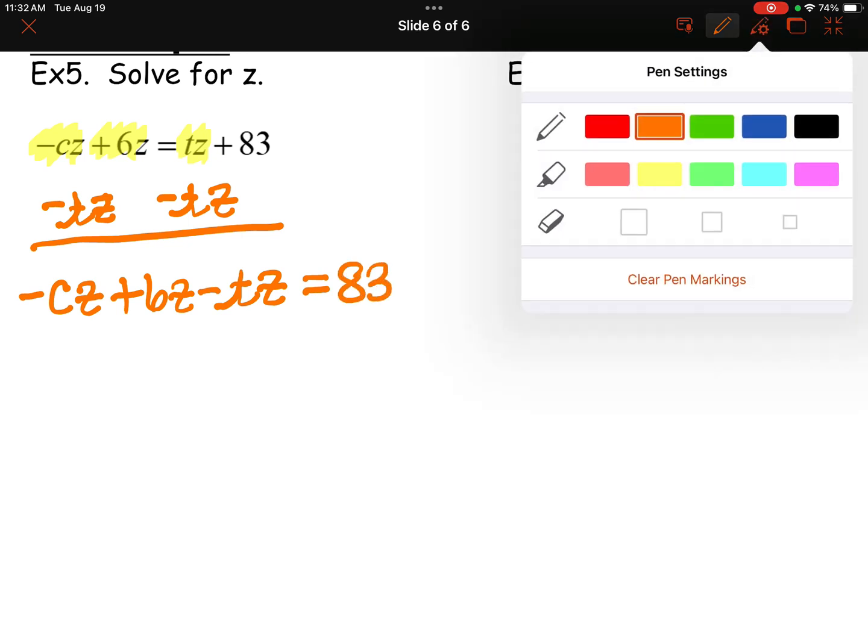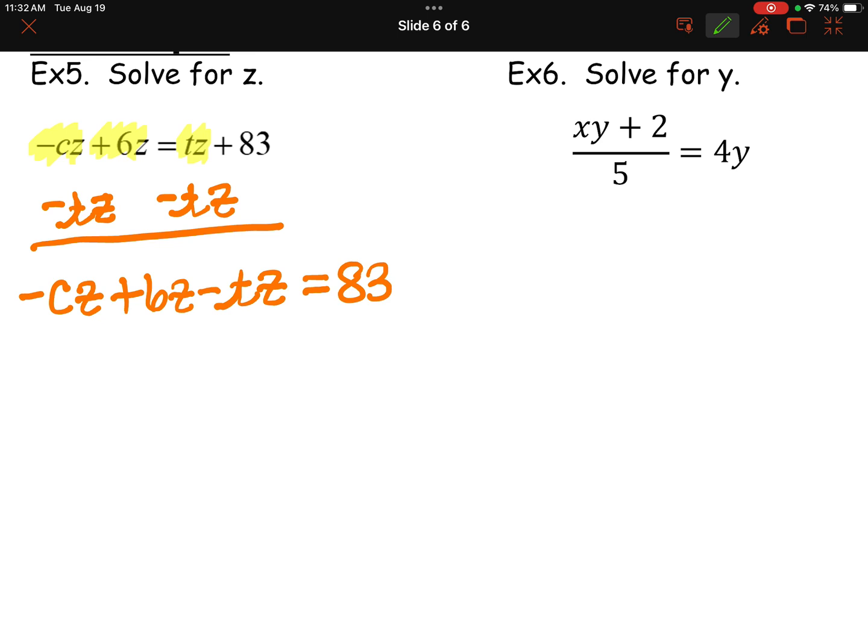And now I get to use that property I love, the distributive that I said was going to be everywhere. But instead of distributing z to everyone, I'm going to collect out that z. So I'm going to take the z and pull it to the front. So I'm taking it out of each term. That's going to leave me with a negative c, a positive 6, and a negative t equals 83.